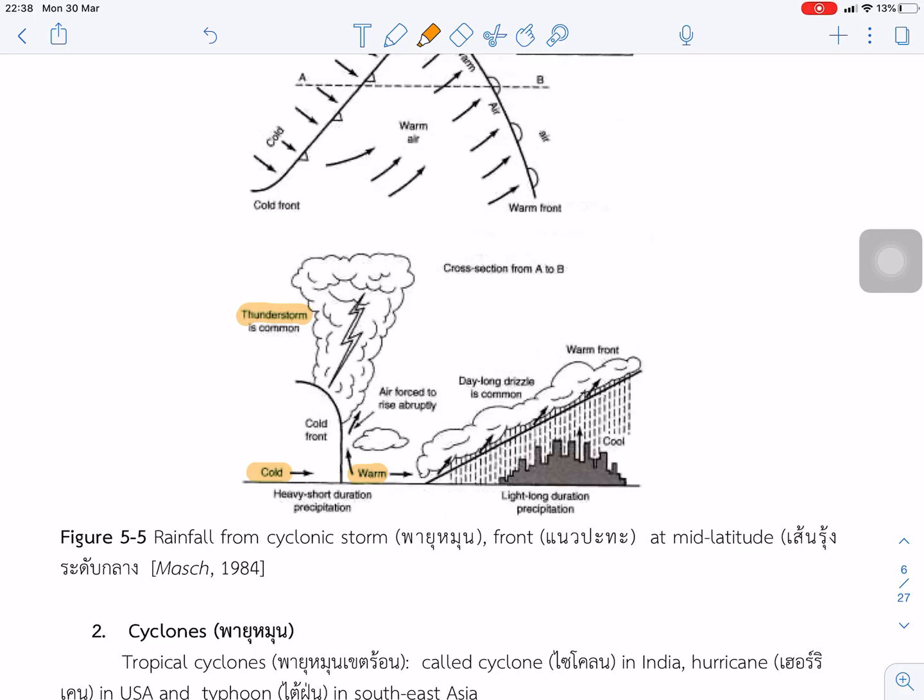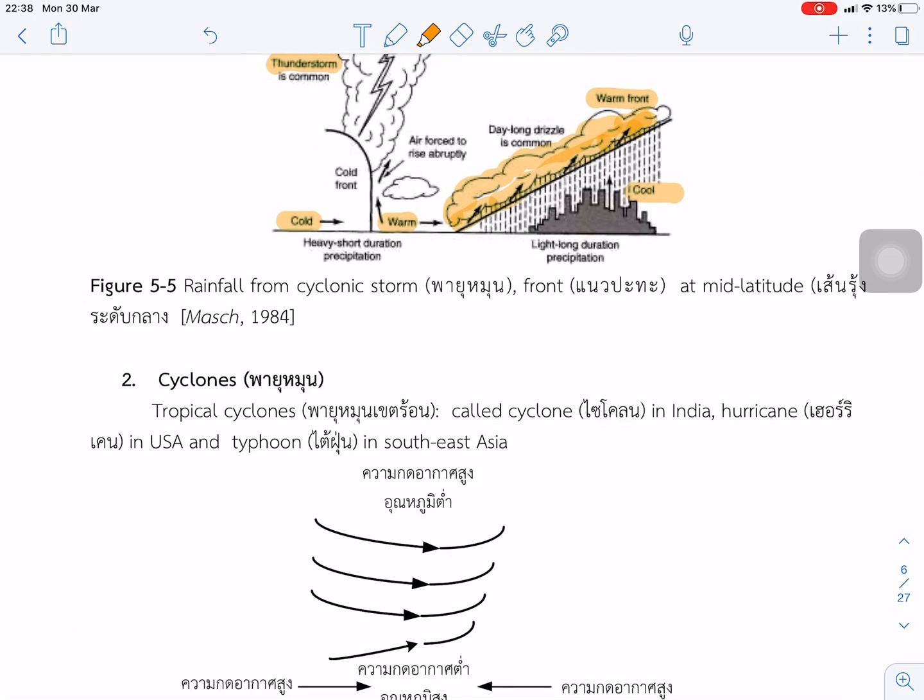Another type we call the warm front, because cold air is stationary and warm air is moving from the left to the right. Because the warm air is lighter than cold air, it is moving up like this. Once the moist and warm air moves up to the high elevation, the temperature is lower and it gets condensation and becomes the rainfall. That is the mechanism of the front.